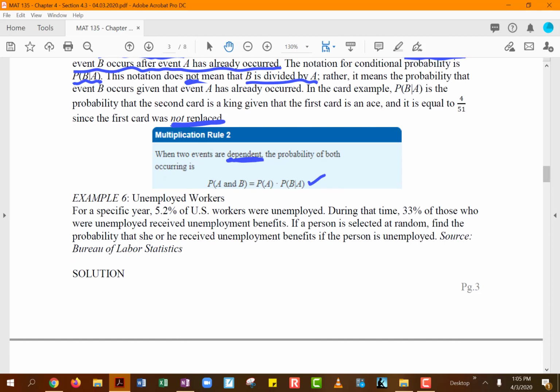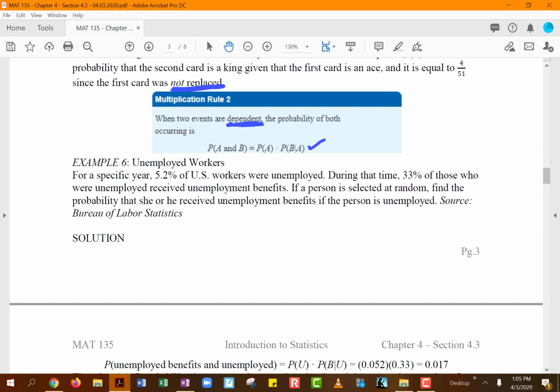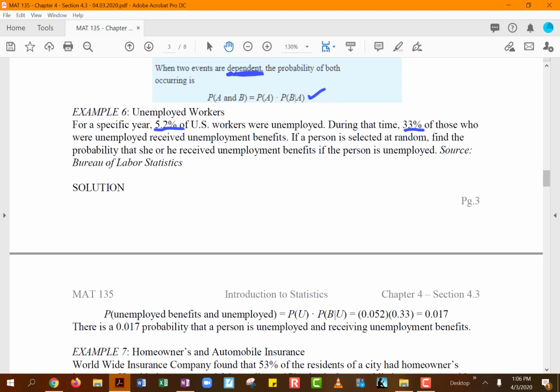Okay, so let's try and put this in a couple more examples so you can kind of wrap your head around this. So example 6 is talking about, for a specific year, 5.2% of US workers were unemployed. We are saying during that time, 33% of those who were unemployed received unemployment benefits. If a person is selected at random, find the probability that she or he received unemployment benefits if the person is unemployed. Okay, so let's see how we can do this.